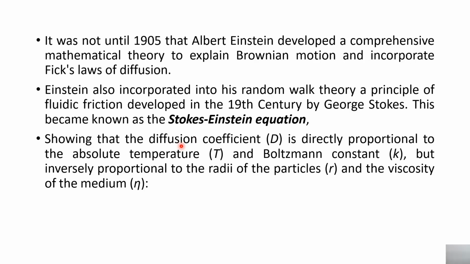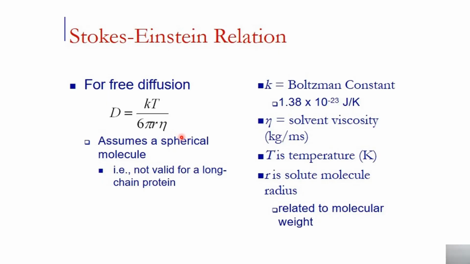Then it was not until 1905 that Albert Einstein developed a comprehensive mathematical theory to explain Brownian motion and incorporate Fick's law of diffusion. Einstein also incorporated into his random walk theory a principle of fluidic friction developed in the 19th century by George Stokes, and this became known as the Stokes-Einstein equation. It showed that the diffusion coefficient is directly proportional to the absolute temperature and Boltzmann constant, but inversely proportional to the radii of the particles and the viscosity of the medium. Stokes-Einstein relation.